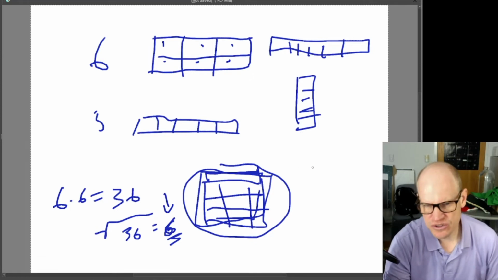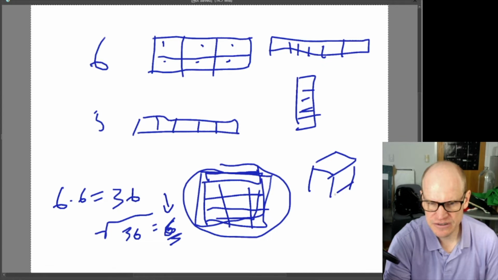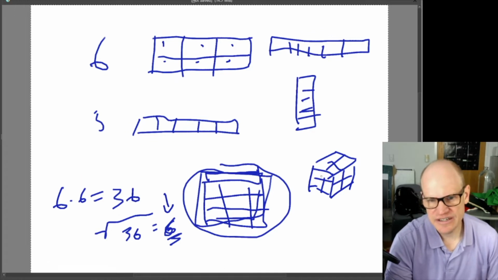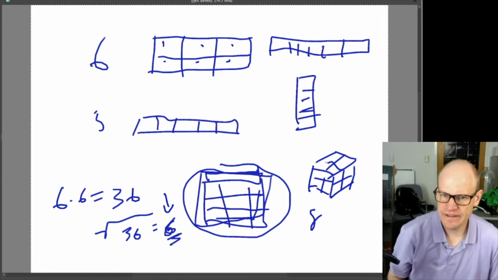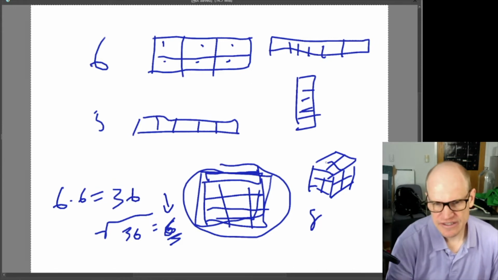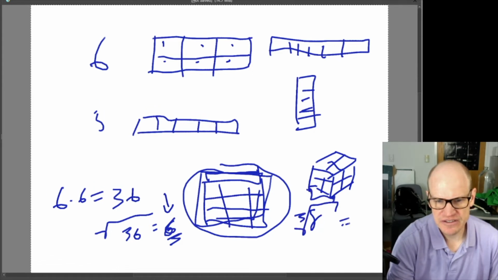There's also an issue where if you have a cube, so say you have a 3-dimensional object, so we'll do one that's got 2 sides. So here's a 3-dimensional object. It has, in this case, 8 little cubes in it. And so this has a cube root, which is the length of the side here. So the cube root of 8, in this case, is 2.